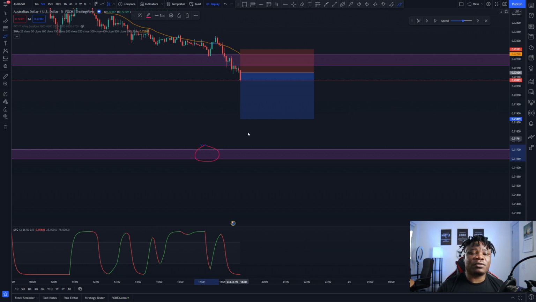So now the reason why we're targeting 2 times our risk to reward is because when price gets to the 2 times risk to reward zone, we can now move our stop loss to entry price and then just ride the trade until it gets to our take profit zone. So let's see how this trade played out.